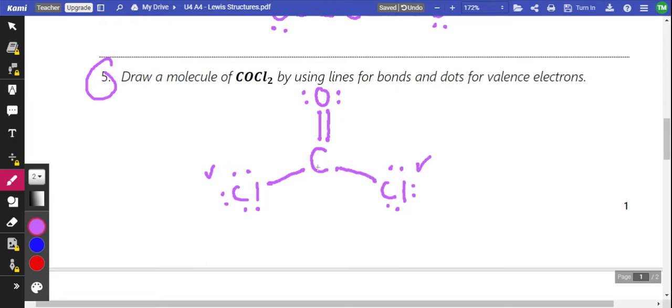So my carbon is now at 1, 2, 3, 4, 5, 6, 7, 8 valence electrons. Oxygen's at 1, 2, 3, 4, 5, 6, 7, 8 valence electrons. So carbon's good. Oxygen's good. This looks like a pretty good Lewis structure for this molecule COCl2.